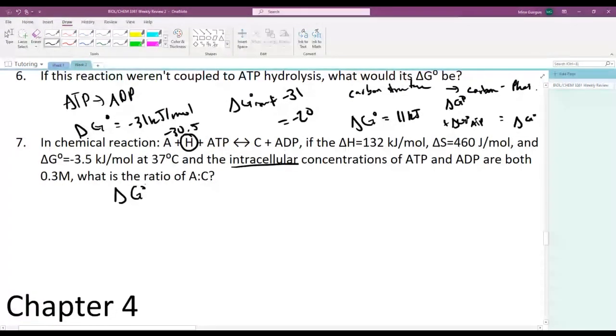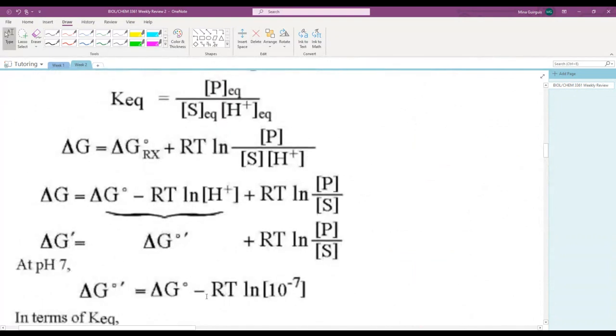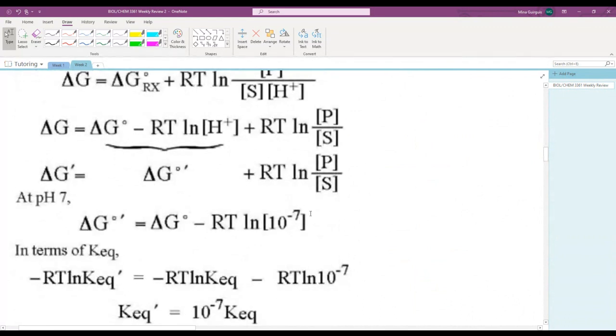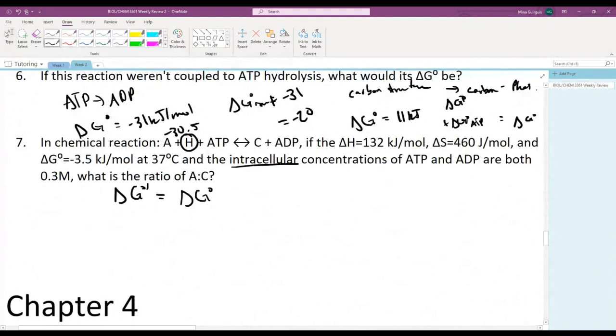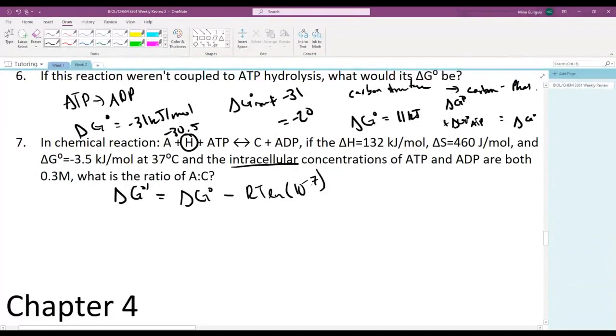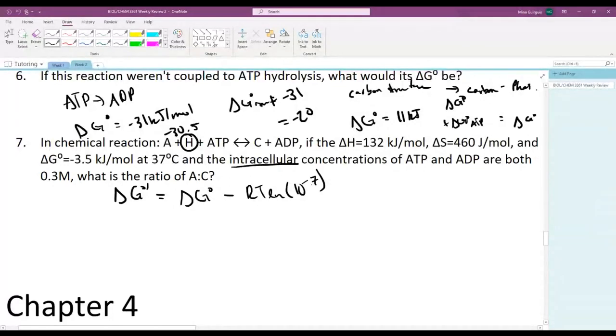Okay, delta G naught prime, and we said the delta G naught prime is equal to the delta G naught, minus, since H plus is being consumed, RT natural log of 10 to the negative 7. Right. Delta G naught minus RT ln 10 to the negative 7. Is everyone okay with why we're using this conversion factor? If you're not, please ask.